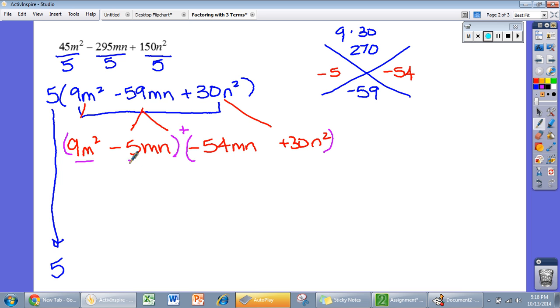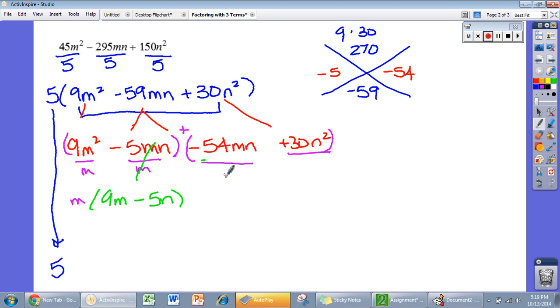So what can we divide the first two terms by? There's no number, but I can see I can divide both of those by m. And I get 9. Oh, meant to change my color. Dividing both by m, the result is 9m minus, that cancels out, 5n.